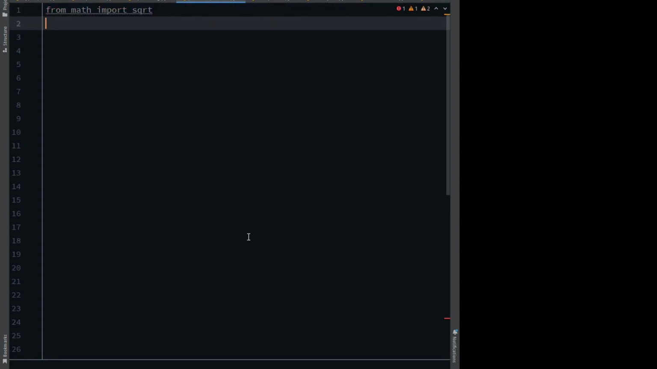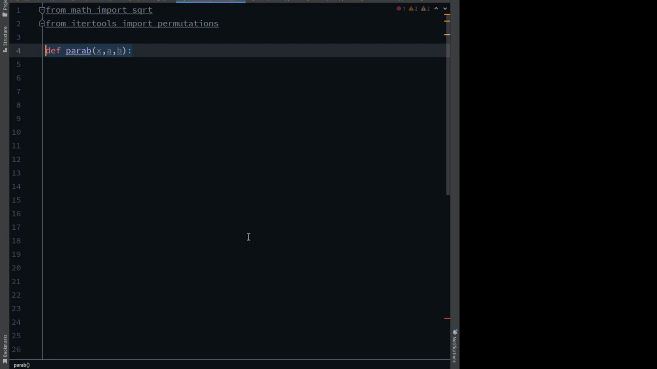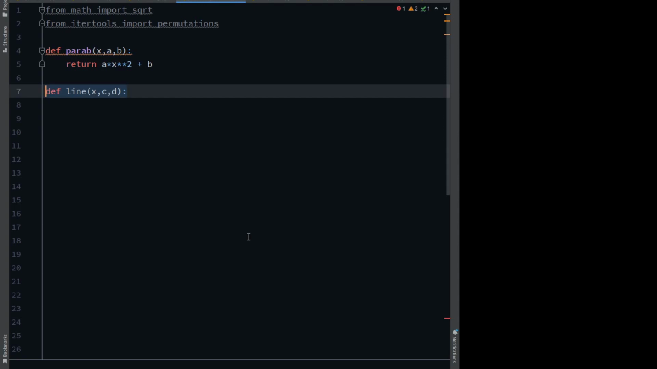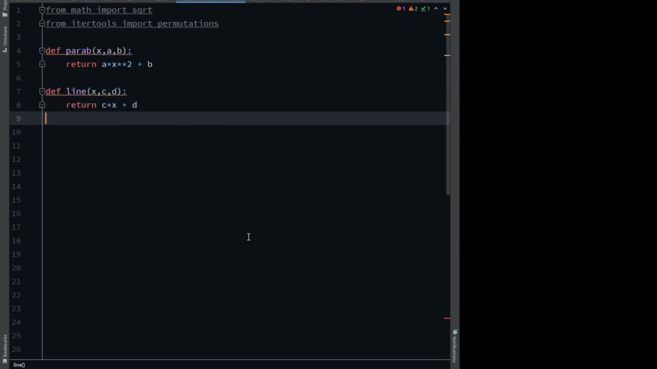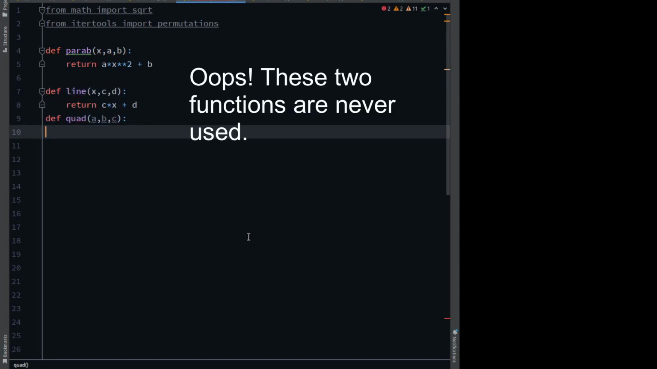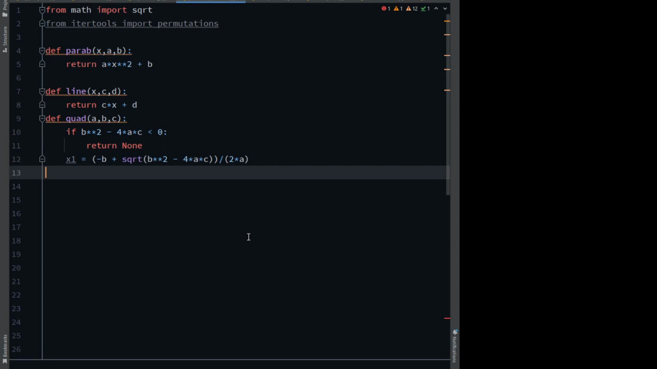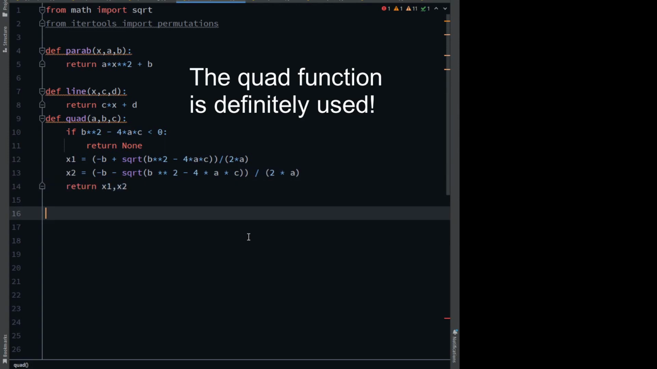We'll need to import a couple of packages, and we need our parabola function that will return ax squared plus b, and a line function which will give us cx plus d. Then finally we can do the quadratic formula. So we'll put in the values that we get from the parabola and the line, and get our x values for the intersections. Of course, if the discriminant's a negative number, we're not dealing with complex numbers here. So there's our negative b plus or minus radical, etc., etc.